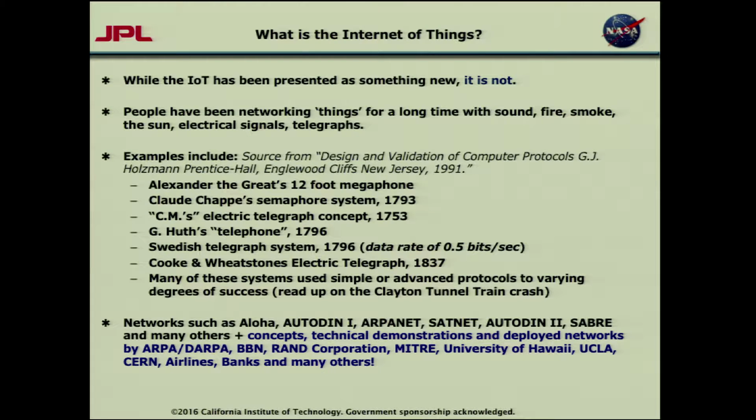Some of the examples of networking are Alexander the Great's 12-foot megaphone, Claude Chappe's semaphore system, basically a messaging system with these arms. You kind of did like this, you could get a whole alphabet. Then the electric telegraph concept, 1753, a telephone system, 1796, the Swedish telegraph system in 1796 with a data rate of half a bit per second. You can actually go to Sweden, and I think some of these still exist. Cooke and Wheatstone's electric telegraph, 1837.